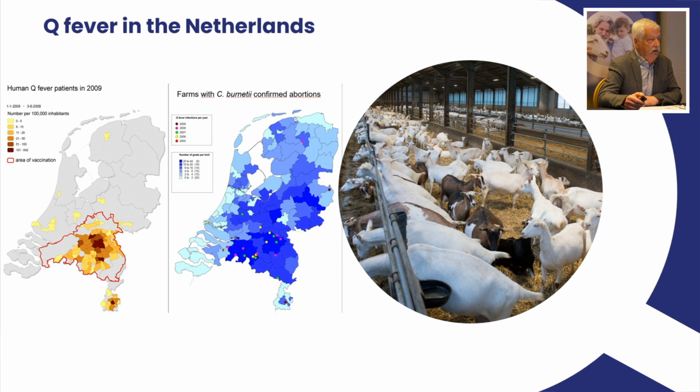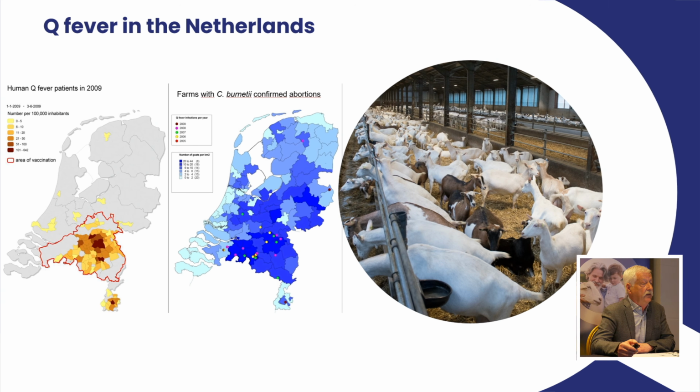Then at the left, the same picture of 2009, the red area, the area closed in with a red line, is the province of what we call Noord-Brabant. So there was the center of the Q fever outbreak. And if you look at the right picture, you see the darker blue the area, the higher the number of dairy goats in the same area.